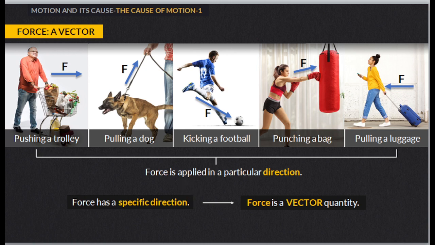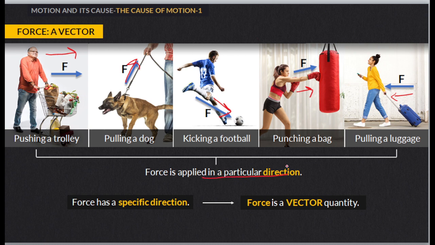Now, in the above case, we have seen that we are applying force in a particular direction. Like this man is pushing a trolley. If he wants to go in this direction, he will have to push it in this direction. The man in this case is pulling a dog. So he is applying force in a particular direction. The player is hitting or kicking the football, and in this case he is applying the force in this particular direction. If she is punching a bag, she is applying force in a particular direction. Pulling a luggage, in this case as well, she is applying force in a particular direction. So we can see in all these activities, force is applied in a particular direction.